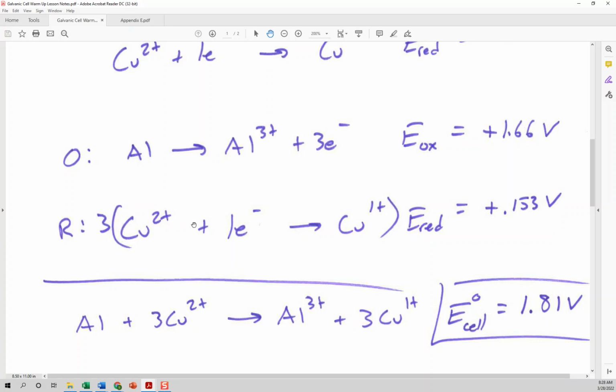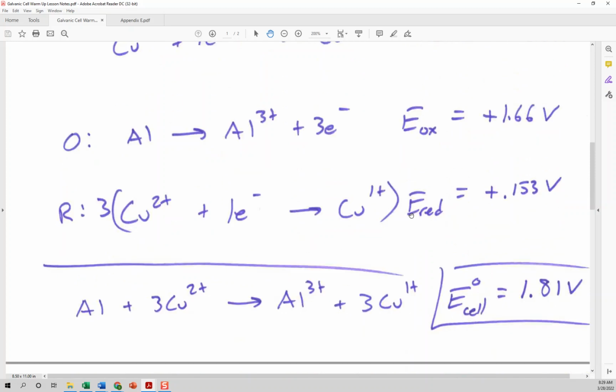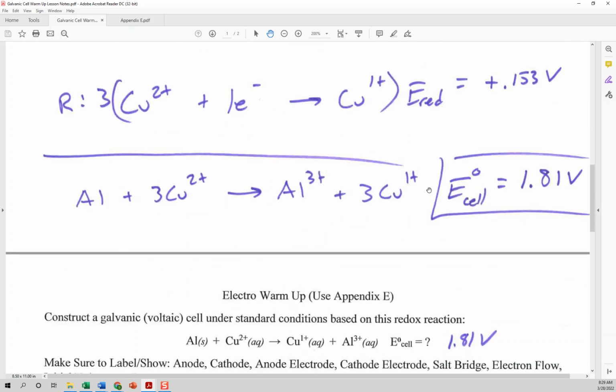Notice that we have to triple this reaction so that our electrons completely cancel out. But remember, when we double, triple, quadruple, whatever, multiply a reaction by anything, we do not change the potential. So the E red from this half reaction stays the same exact value even though we tripled the reaction, because remember, potential, electric potential is intensive, all right? So the overall balanced reaction is this, right? The overall balanced reaction is this.